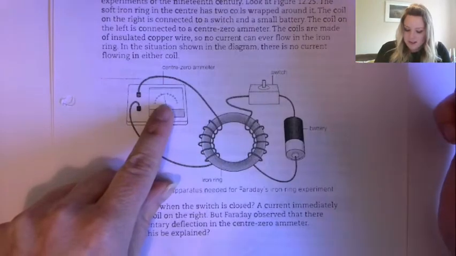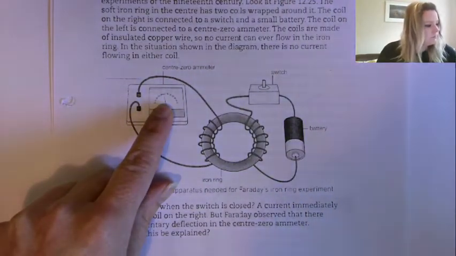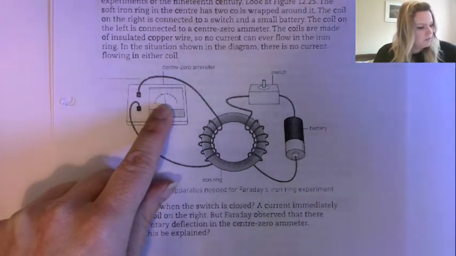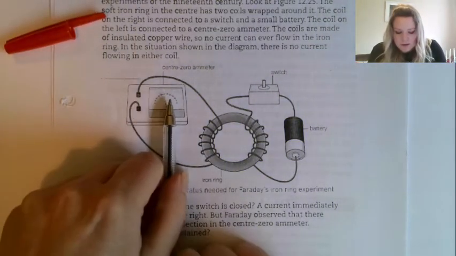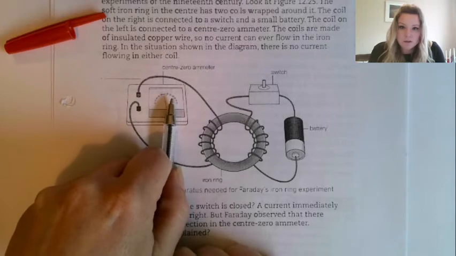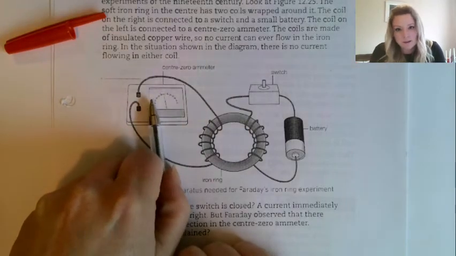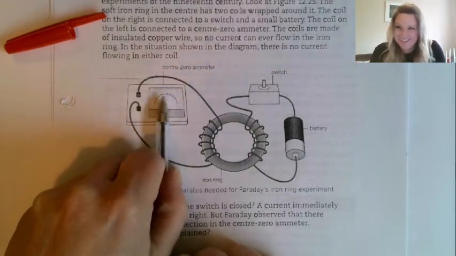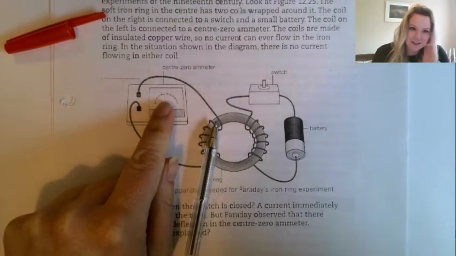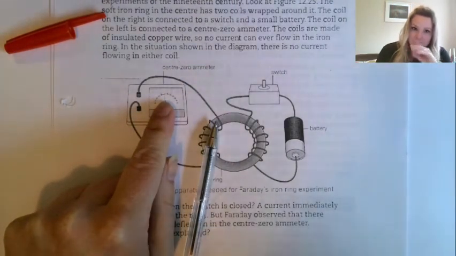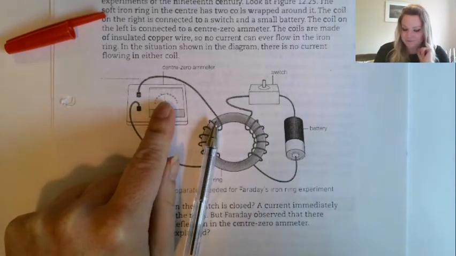So what you would end up with here is your current would be going like that, like that, like that, like that. And you remember what a current that's consistently changing direction is called? Alternating current.